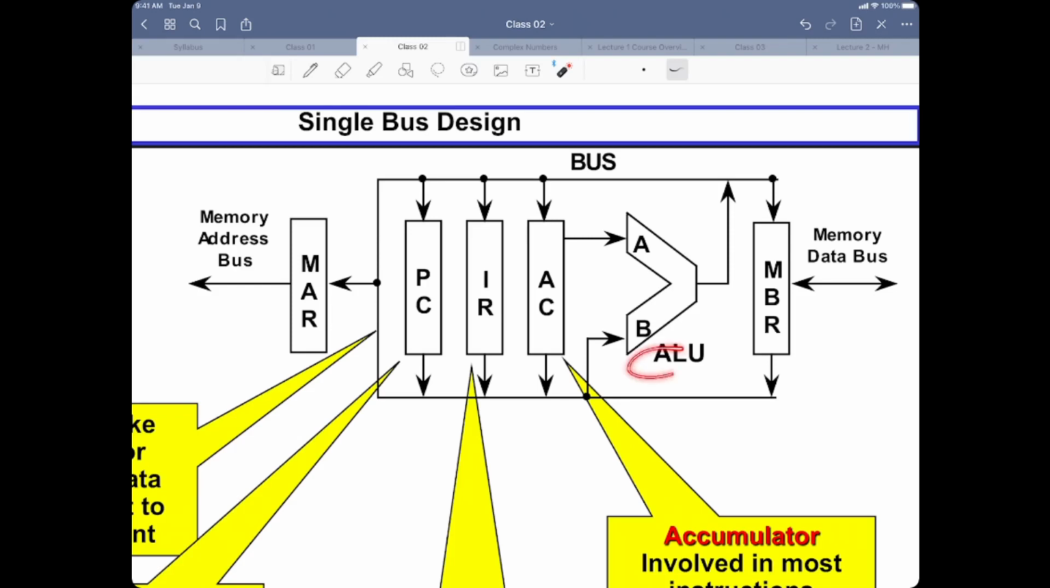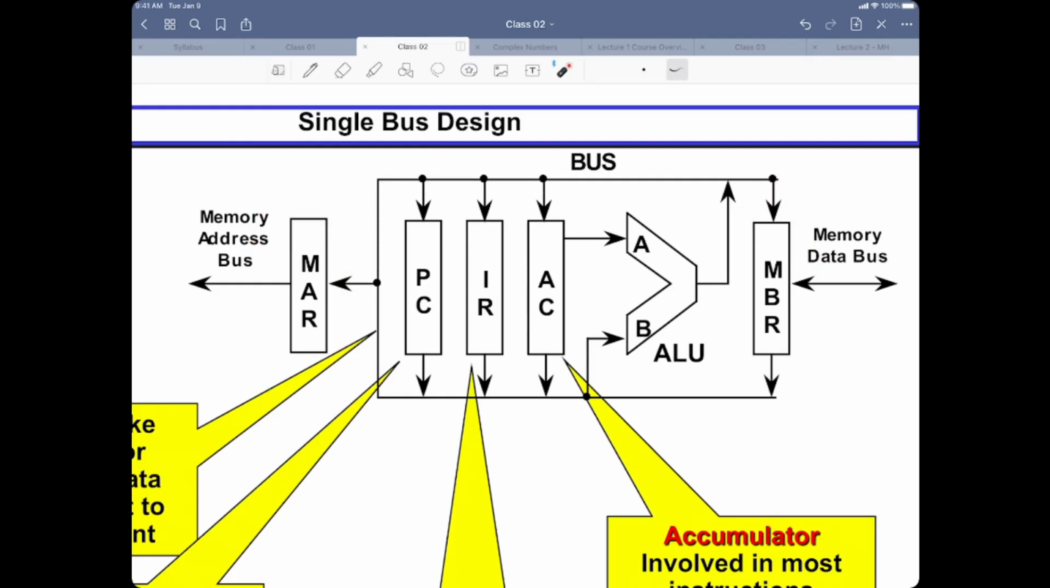Our ALU that we are considering has two sides, A and B. Operand 1, operand 2. The result of that ALU is also connected to the bus. And then we have two registers that are going to communicate with the memory. One for address and one for data. You guys see that? They're all connected to the bus.